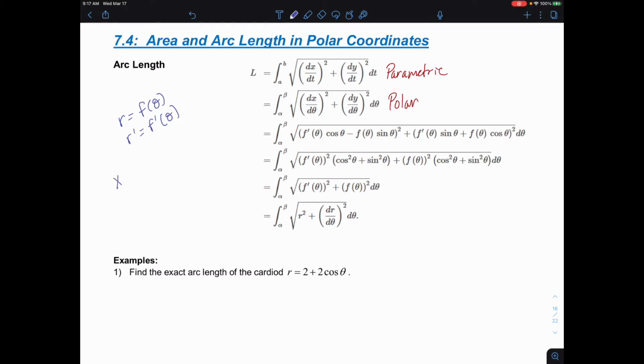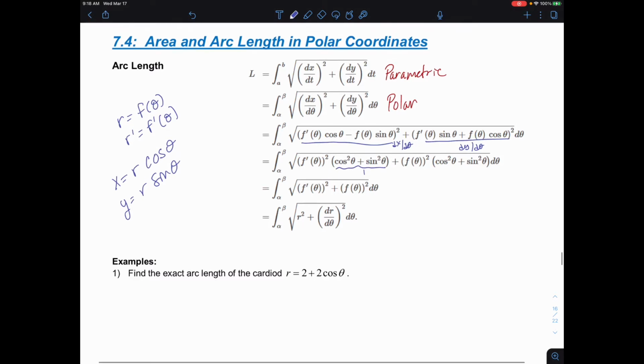And also remember that x is equal to r cosine of theta and y is equal to r sine of theta. So if we take the derivative, we already talked about that derivative right there, right? That's going to be our dx d theta, and then that's going to be our dy d theta. If we square them out and add together like terms, we'll find out that we have a cosine squared plus a sine squared and a cosine squared plus a sine squared, which are just both 1.